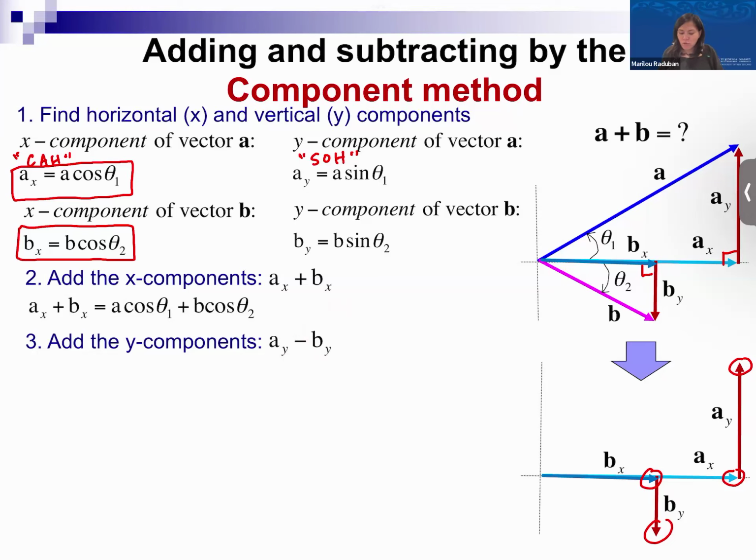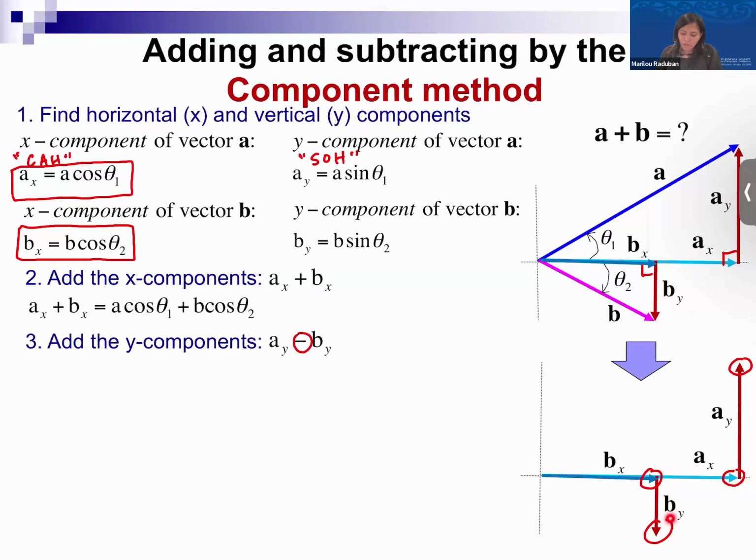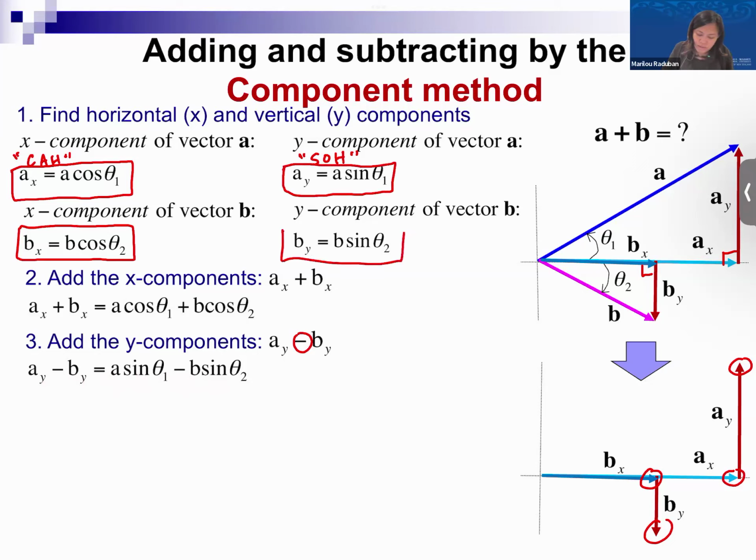Effectively, we are then subtracting the y component of vector B from the y component of vector A. Okay? And vector B has a negative sign because, again, vector B is pointing downwards. And effectively, we are then subtracting these two vectors. We can expand the subtraction using the equations for the y components that we obtained using the trigonometric identities. So you have here ay minus by.